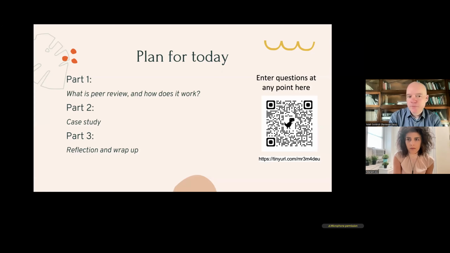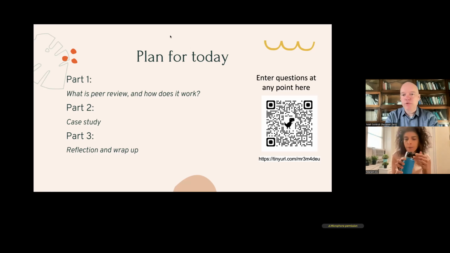So here's the plan for today. We'll have three parts. First, we'll talk a bit more about what is peer review and how does it work, how the sausage is made. Part two, we'll go through a case study to give you a sense of how, when you get reviews, how you should respond to them, how you can sort of structure that response. And then we'll end with a reflection and wrap up.